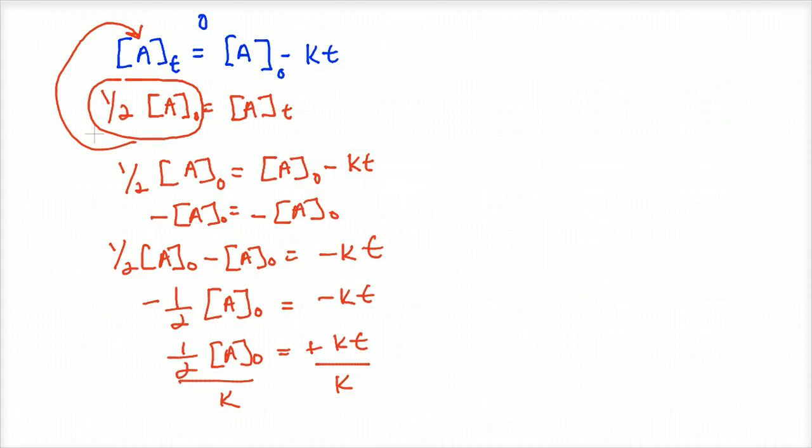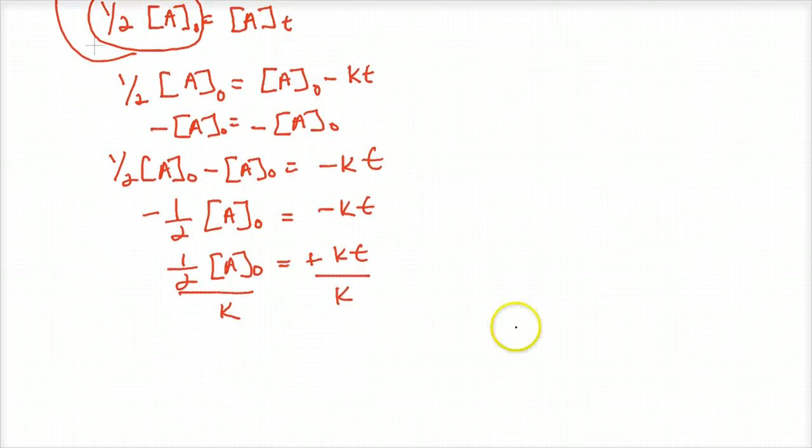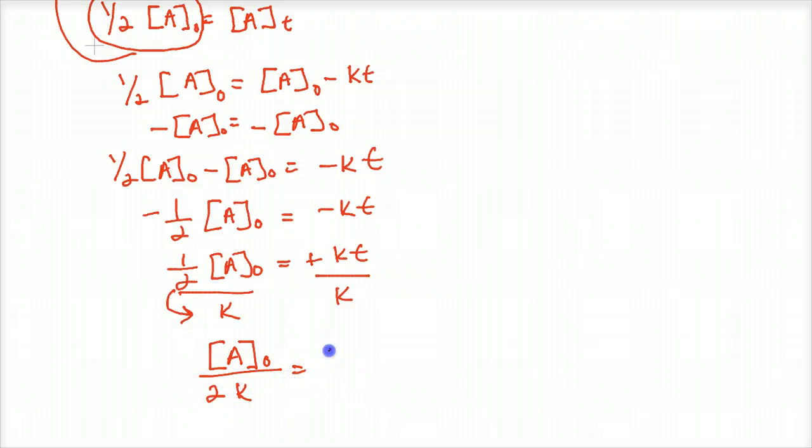And of course, what I get is, and this 2 is the same thing as the 1/2 here, the initial concentration A naught over 2 times K equals this time period, which I'm going to put as t to the 1/2. So the half-life, the amount of time it takes for a zero-order reaction to be cut in half from its initial concentration, is given by this expression.